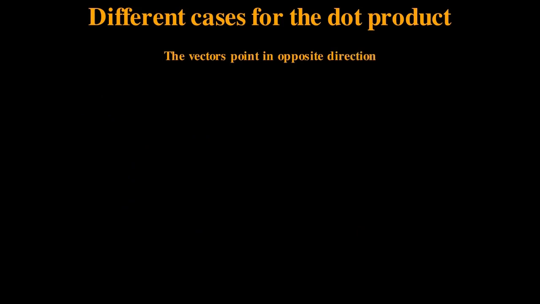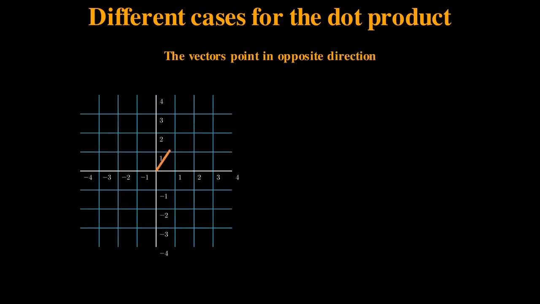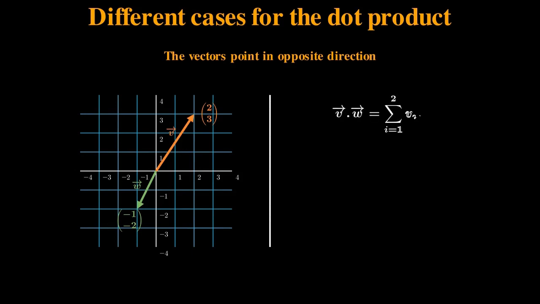Say that for v we have the same vector as before, but now let's define the vector w in such a way that it points in the opposite direction of v. For example, say that w has coordinates -1 and -2. If we calculate the dot product between these vectors, we will end up with a value of -8.